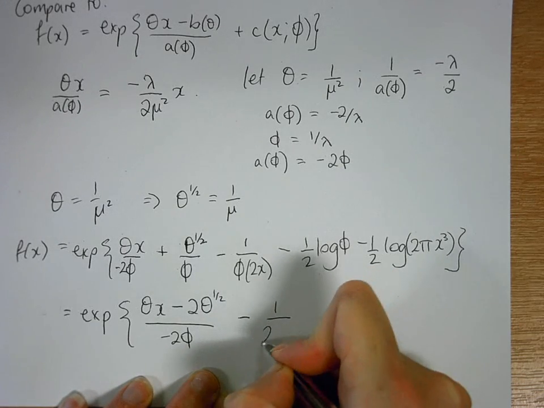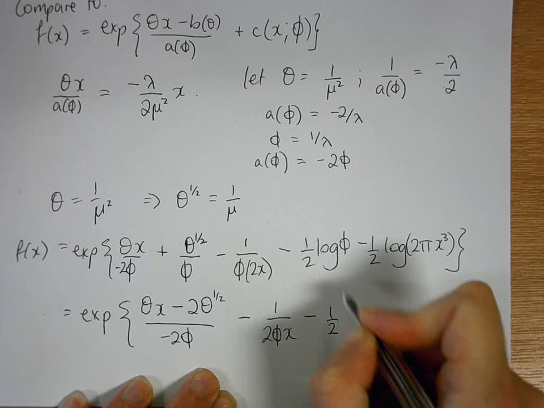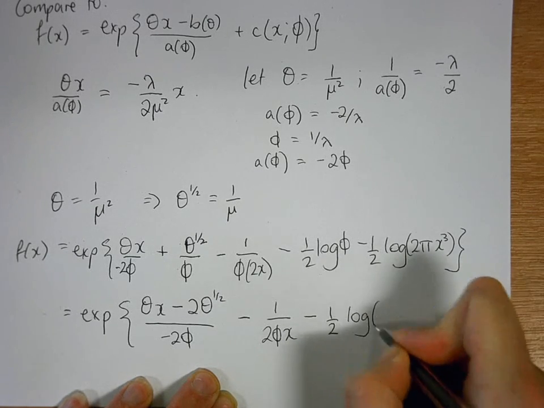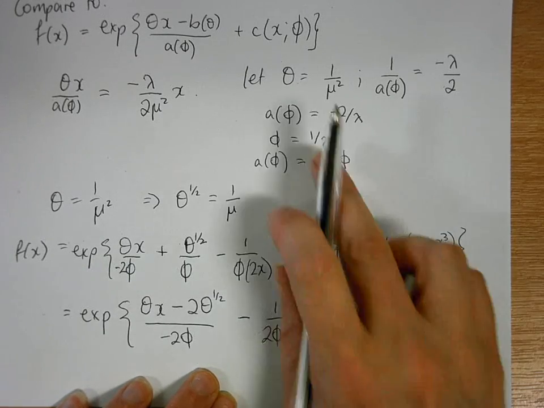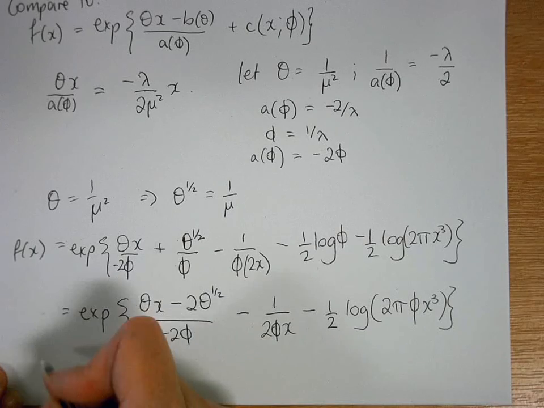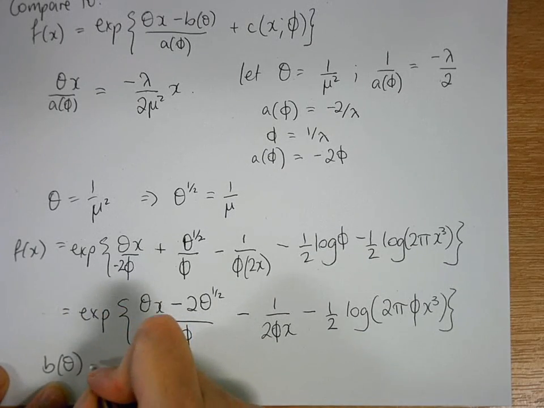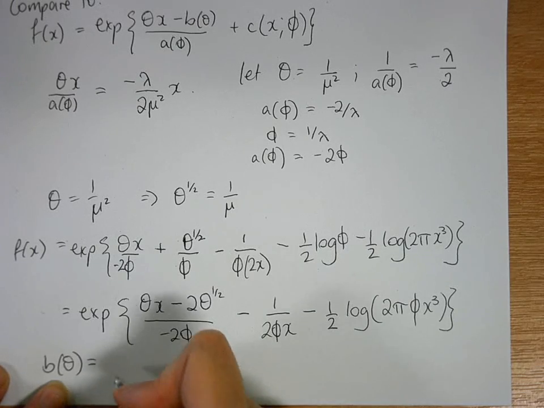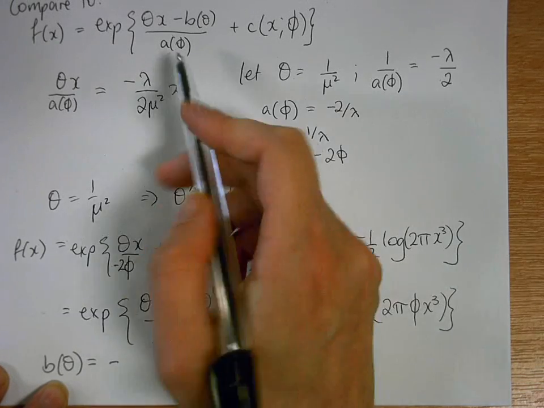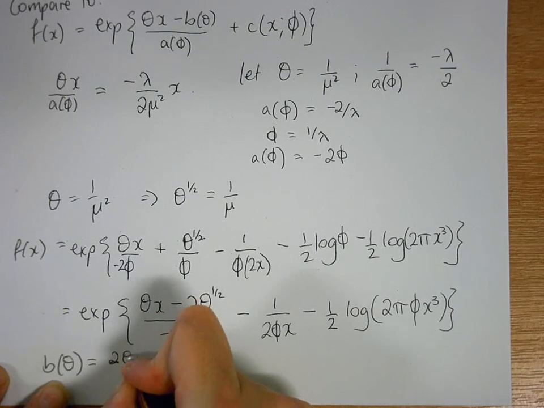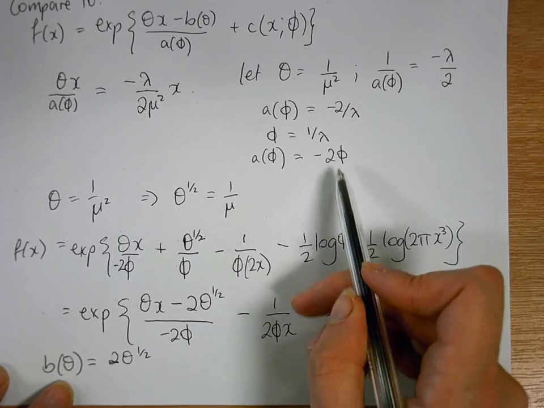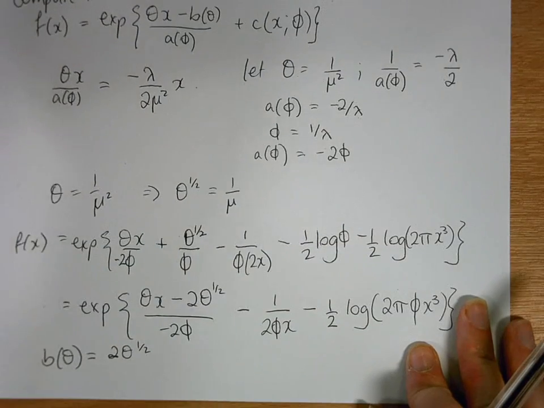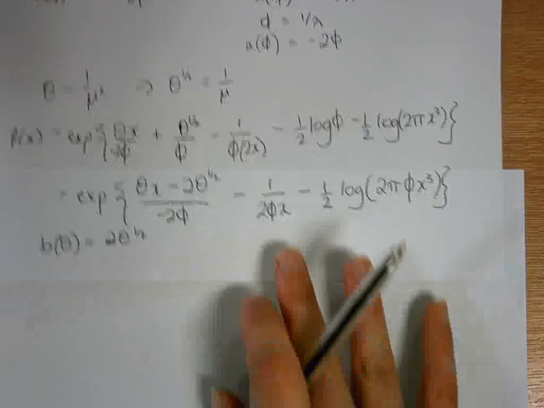Minus 1 over 2 phi x, and then minus a half, and I'm grouping these two terms together for simplicity, log of 2 pi phi x cubed. All of this becomes my c of x and phi. B of theta is equal to, well, you've got the minus here, so it's equal to 2 theta to the half, and we've already identified a of phi as being minus 2 phi. At this point, we can now find the mean and variance quite simply.